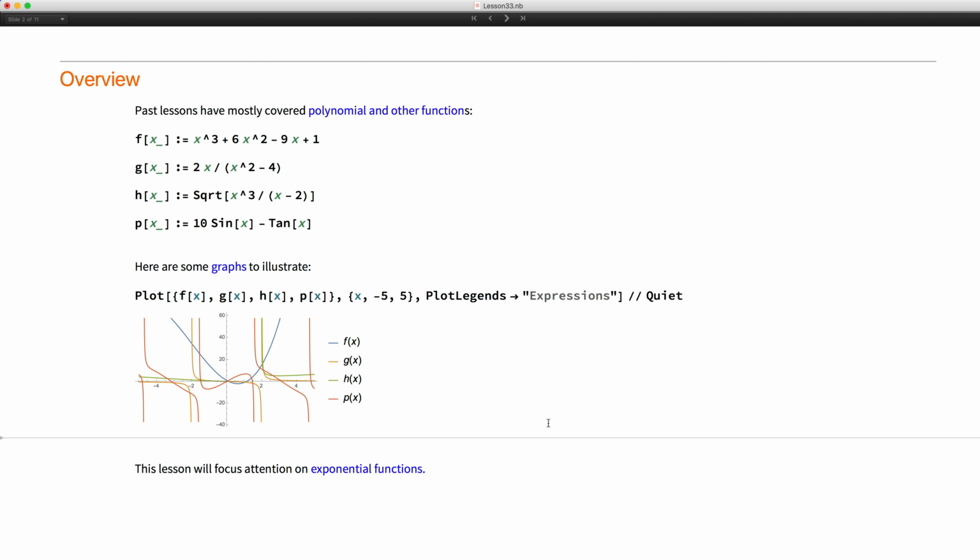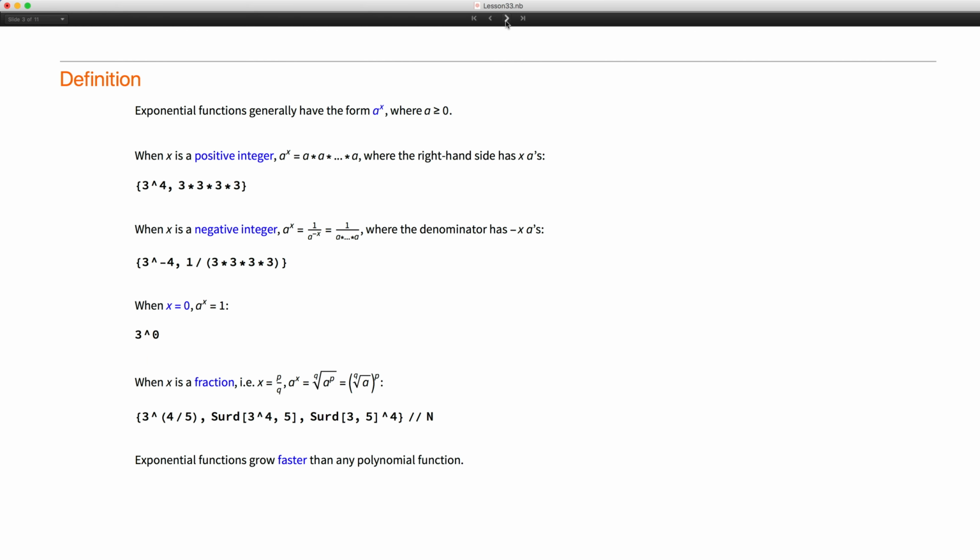And in this lesson, we'll go a step forward and talk about so-called exponential functions. So let's begin with a definition. An exponential function is a function of the form a to the power x, where a is a non-negative number. And of course, what that means depends upon what x is.